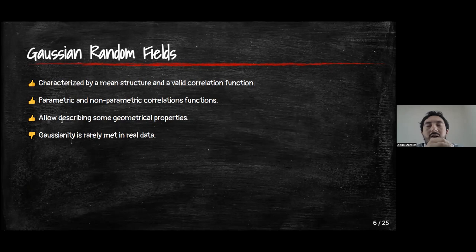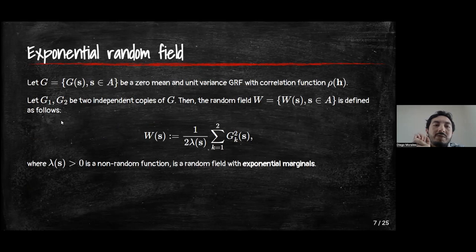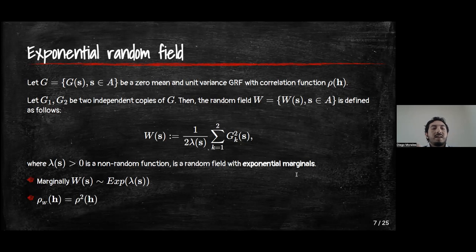But first, we have to define what an exponential random field is. We take a Gaussian random field with zero mean and unit variance, and with a correlation function rho(h). We take two independent copies of the Gaussian random field. And then we define a random field W as the sum of the squares of the Gaussian random fields divided by 2 lambda(s). This definition gives us a random field with exponential marginals. So in each location, the field has an exponential distribution, and the correlation function of the exponential random field is the square of the correlation of the Gaussian random field.